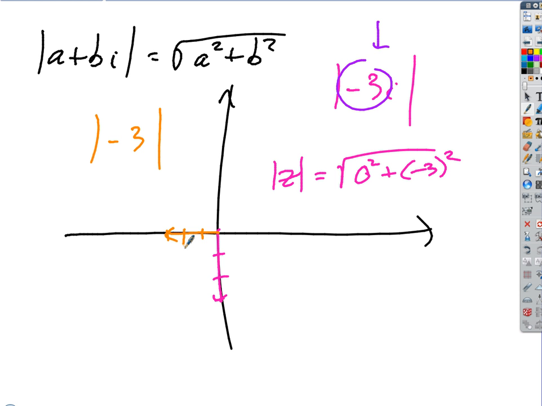So modulus will always be absolute value? Well, modulus, kind of. I mean, it's written with absolute value bars. If it has an i in it, then it's going to be a distance in the complex plane.